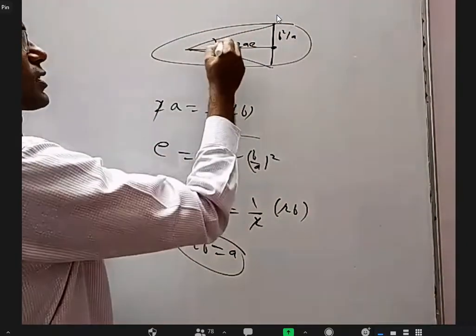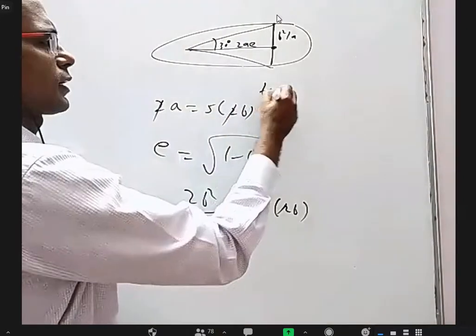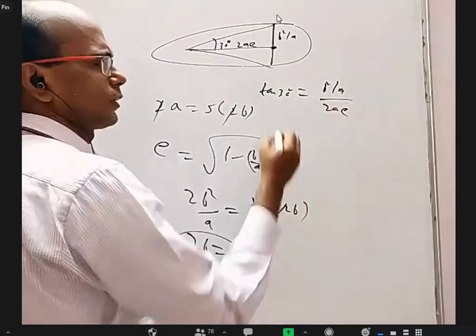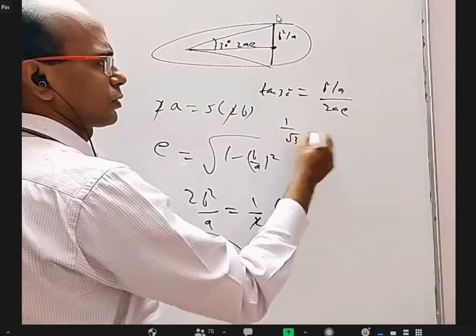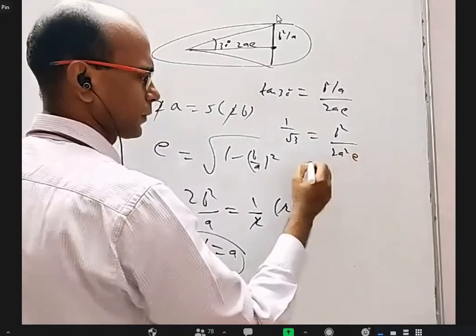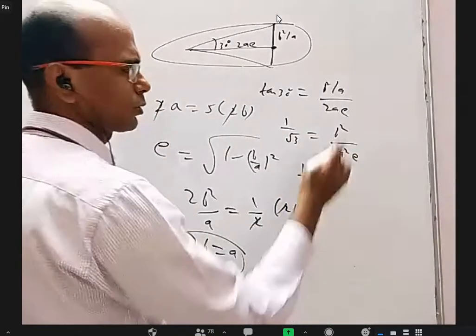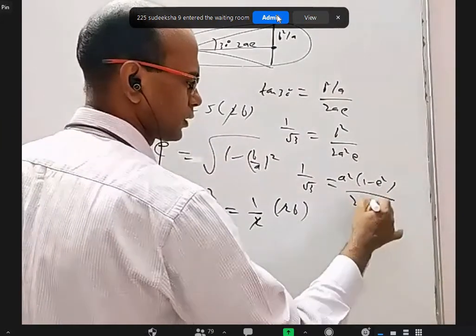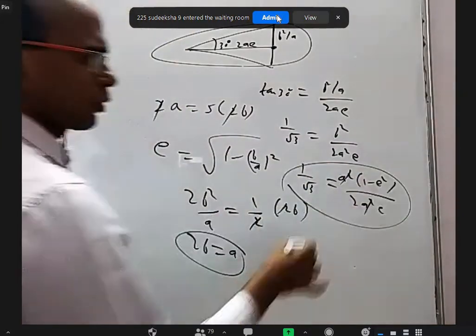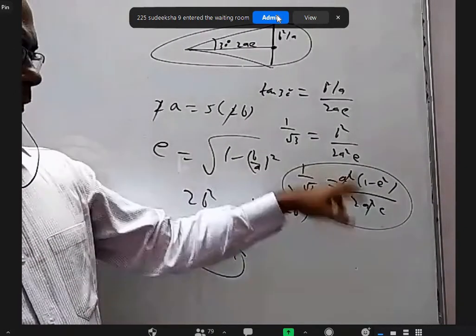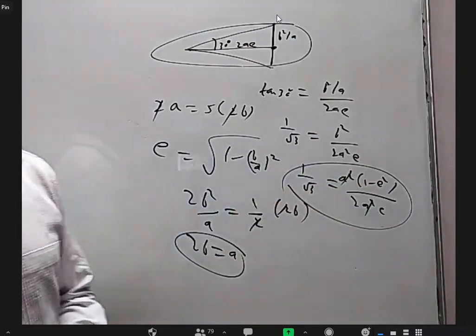And it's totally 60, so this is 30. So I can take tan 30 is equal to B square by A by 2A. That is 1 by root 3 is B square by 2A square E. What is B square? A square into 1 minus E square, by 2A square E. Cancel A square. You got a quadratic equation in terms of E, right? Yes. Okay, solve it and you will get the eccentricity.